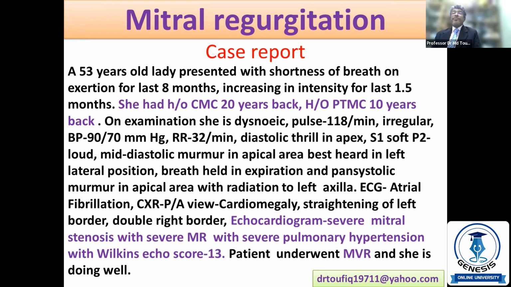ECG shows atrial fibrillation. Chest X-ray shows cardiomegaly, that is, enlargement of the cardiac shadow, as well as extension of the left border. There is also a double right border due to mitral stenosis. Echocardiogram confirms severe mitral stenosis with severe mitral regurgitation and severe pulmonary hypertension, with a Wilkins echo score of 13. So the patient is not suitable for any interventional procedure and should be sent for mitral valve replacement.